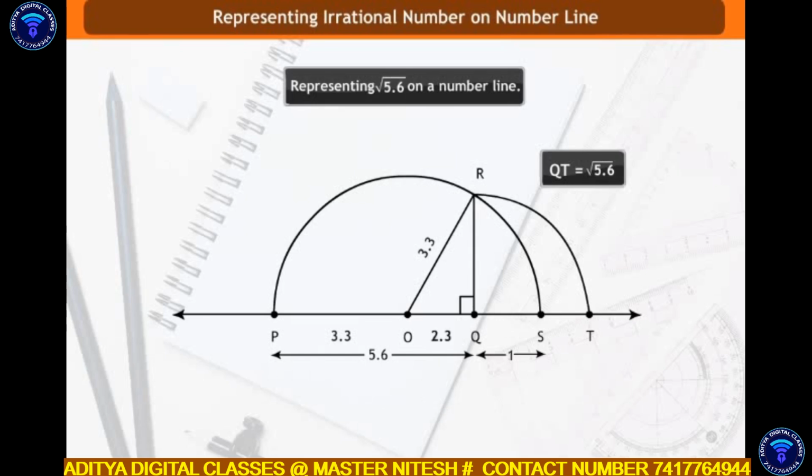Using the Pythagoras theorem in triangle OQR, QR square is equal to OR square minus OQ square, which is equal to 3.3 square minus 2.3 square. Finally, reducing this, we get QR is equal to the square root of 5.6. You remember that by construction the arc QR is equal to QT. Thus we justify the construction.